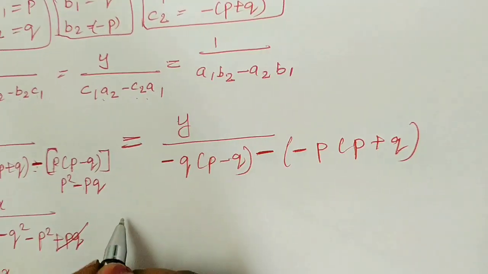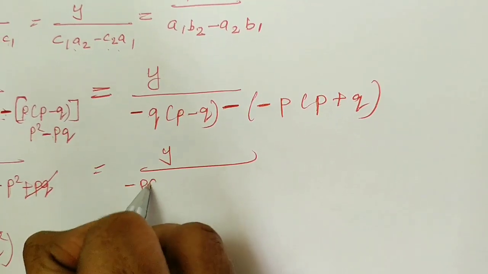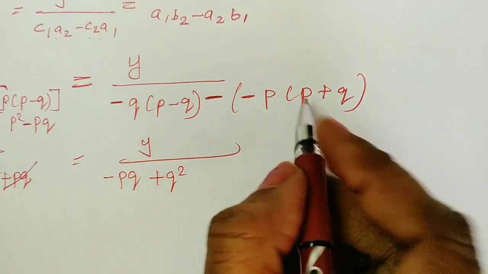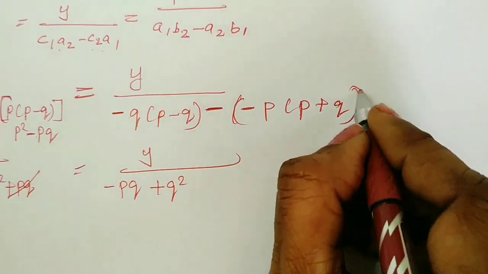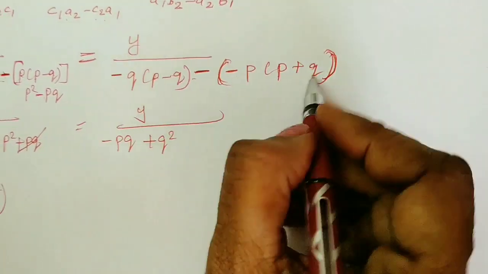Okay. Now we'll simplify this term. Y by P into Q minus PQ. Minus into minus plus Q square. Now first you multiply. Try to simplify this bracket. Then you worry about this minus sign. Always try to simplify the bracket term.